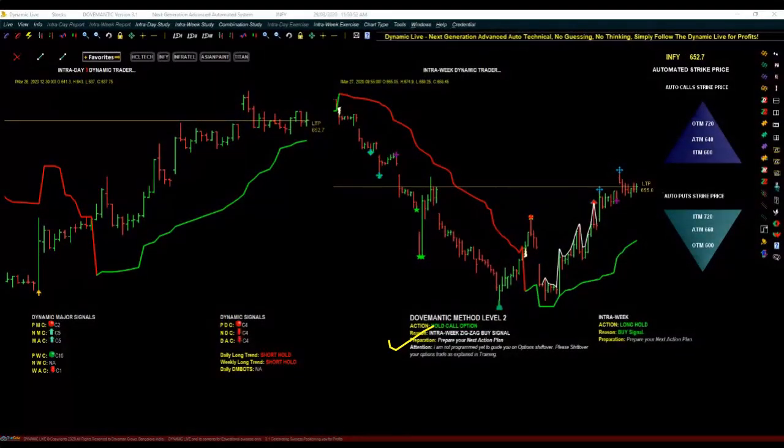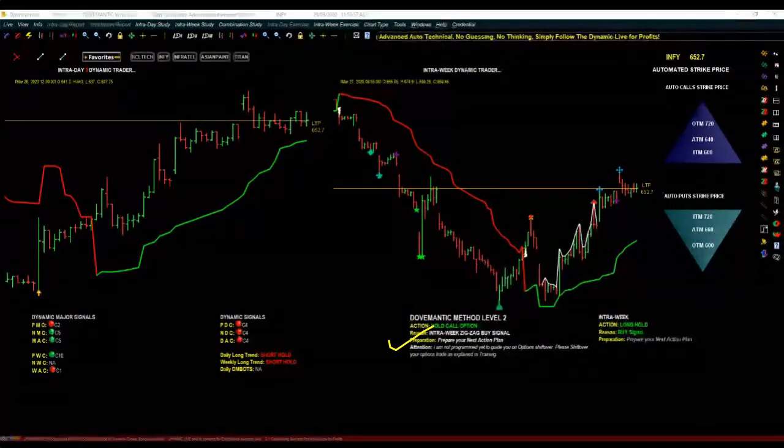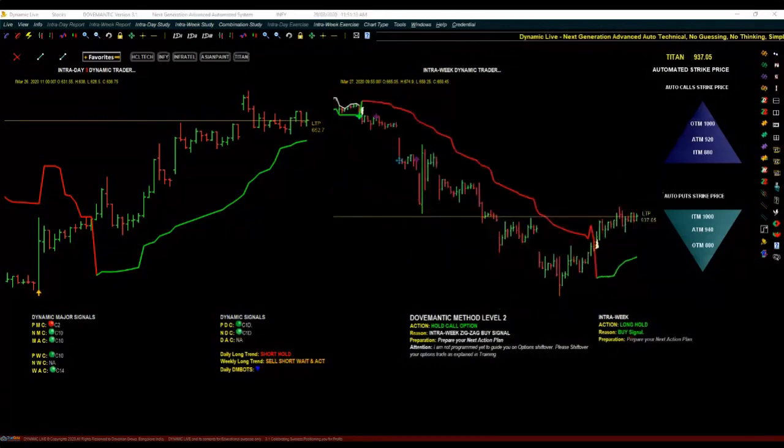Okay, now this is about Infosys. Now if you want to check any of your favorite stock, you can suggest me now. We can go through that. We can see what the Dynamic method is telling us today. Any stock that you want to check? In the meantime, I was wondering about this Titan. Let's see what's happening in Titan.